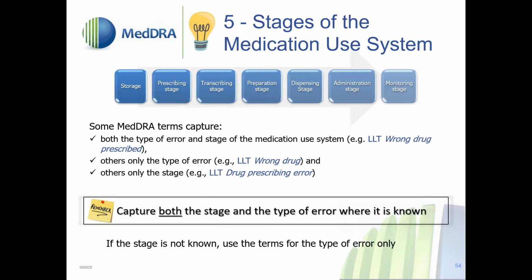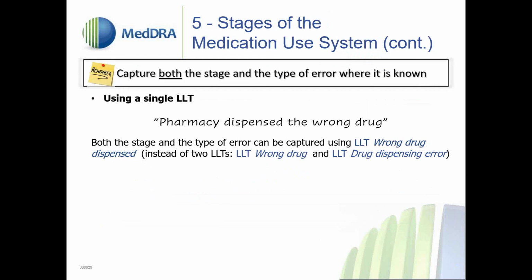So always capture both the stage and the type of error when it is known, and if the stage is not known, capture the type of error only. If the type of error is unknown, just capture the stage. When both the stage and the type of error are reported, you would look for a combination term in MedDRA and use a single LLT to capture the full information when possible, as shown in the first example here. When it is reported that the pharmacy dispensed the wrong drug, the LLT wrong drug dispensed would capture the full information. There is no need to assign two codes like LLT wrong drug, and LLT drug dispensing error.